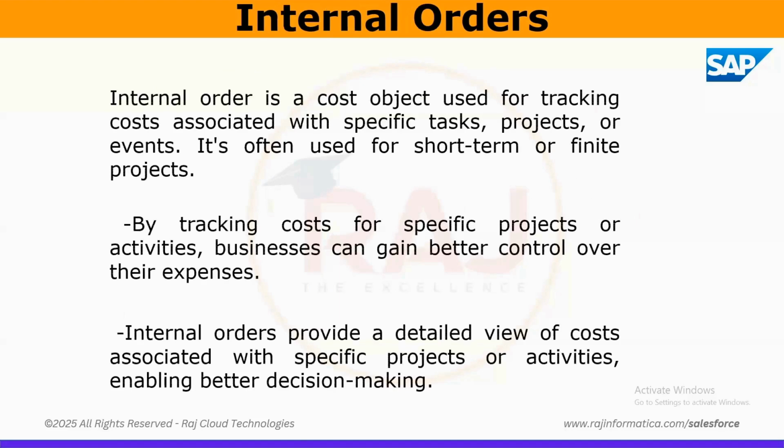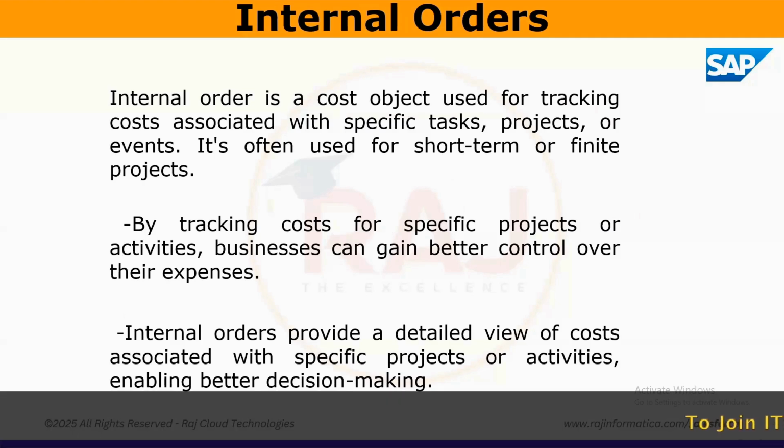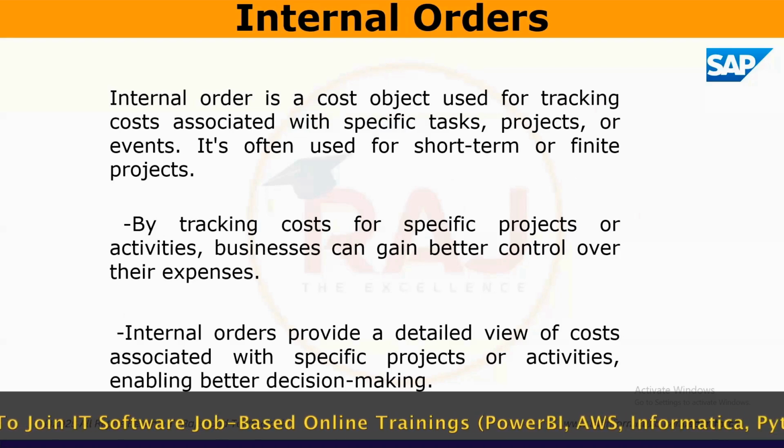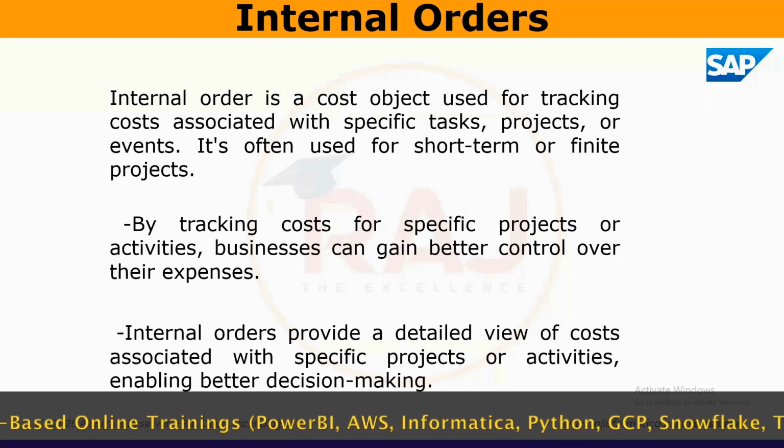Then we have internal order. Internal order is also a cost object which is used for tracking the cost. Now this is also related to overhead or expenses. Then what is the difference between cost center and internal order? Cost center is there for ongoing expenses of your company, like your company's departments, whatever expenses they are daily incurring, that need to be tracked with cost center.